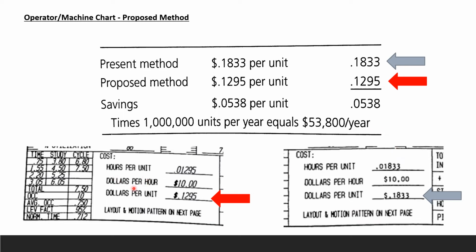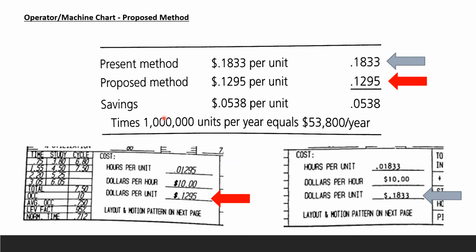Now for the proposed method, you can see hours per unit is 0.01295, and then the labor cost is the same, $10. Your dollars per unit we got by multiplying these two numbers, and you get 0.1295. So in the proposed method we're paying less to the operator than the current method, so we're getting more work out of them. The difference gives you 0.0538 per unit saving.